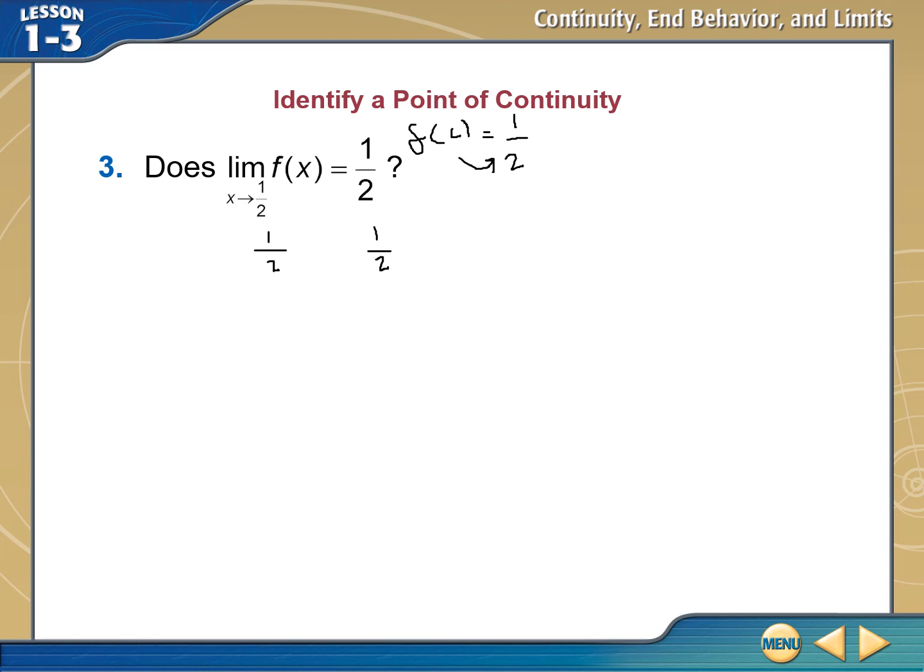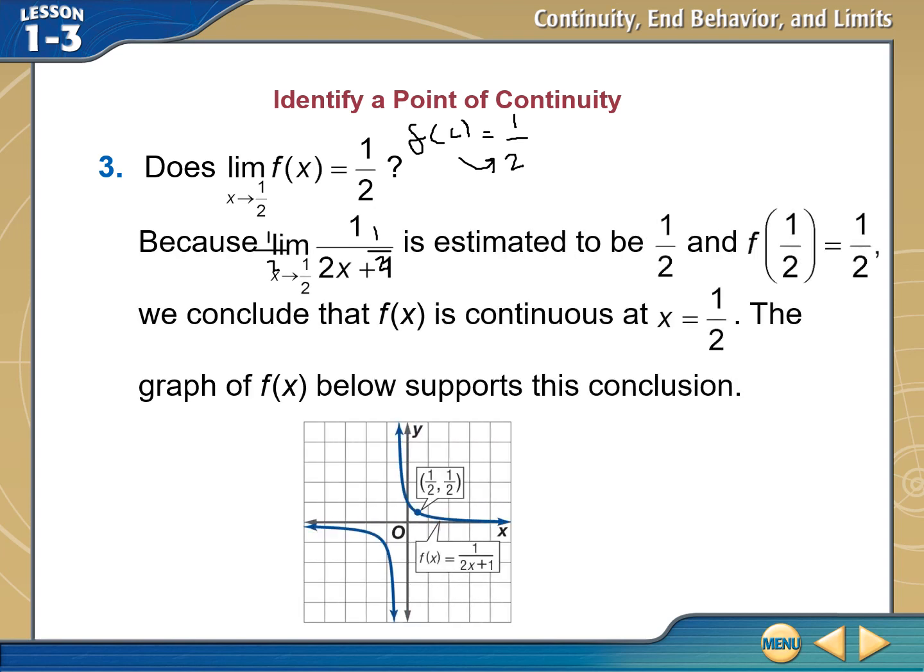So if step 1 and step 2 are equal to each other, this proves to us that it is a continuous function. What did they say here? Because the limit as x approaches half of 1 over 2x plus 1 is estimated to be half, and f of half equals half, we conclude that f of x is continuous at x equals a half. The graph of f of x below supports this conclusion, and here they graphed it for you. Yes, this function is discontinuous, but not at half. At half, it's continuous, there is an answer, and there is a limit, and the answer is equal to the limit. So I will say this function is continuous at x equals a half.